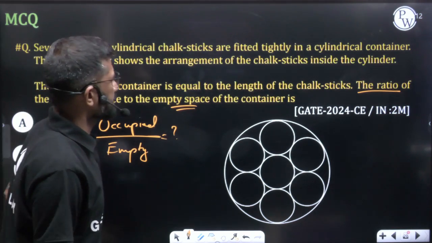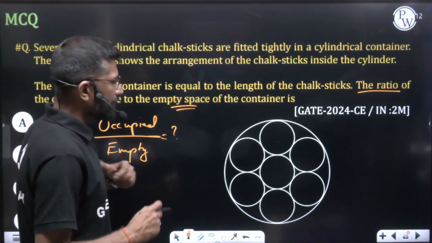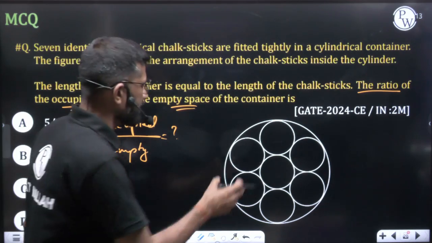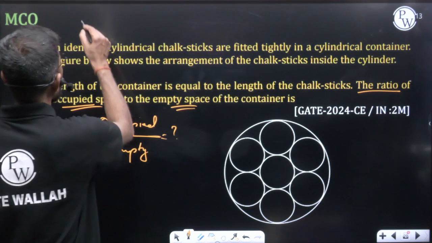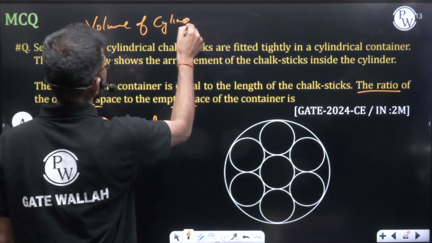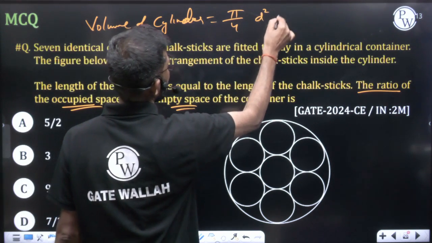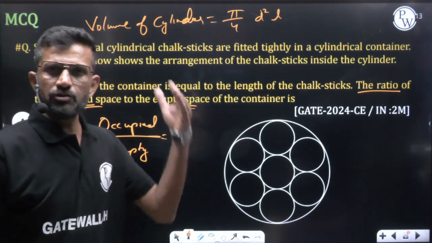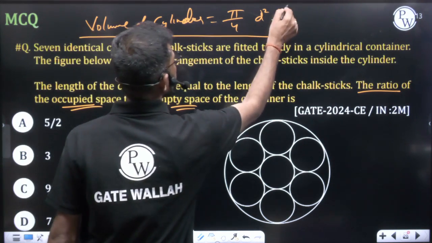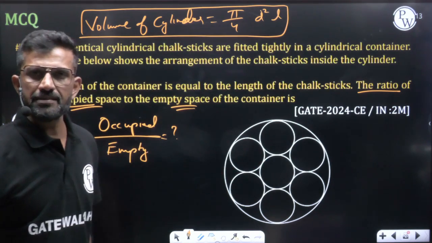Now, what are the things given? These are the seven chalk sticks. Let us understand. See, volume of this cylinder. The bigger cylinder is in the cylindrical form, and even the chalk pieces are in the cylindrical form. So volume of cylinder, what is the formula? We know very clearly, volume of cylinder is equal to pi by 4 d square L, where L means the length or the height of that cylinder. So this is the formula for volume of cylinder. Even for the chalk piece, we'll use the same formula, and even for the cylindrical container in which the chalk pieces are set, we will use the same formula.